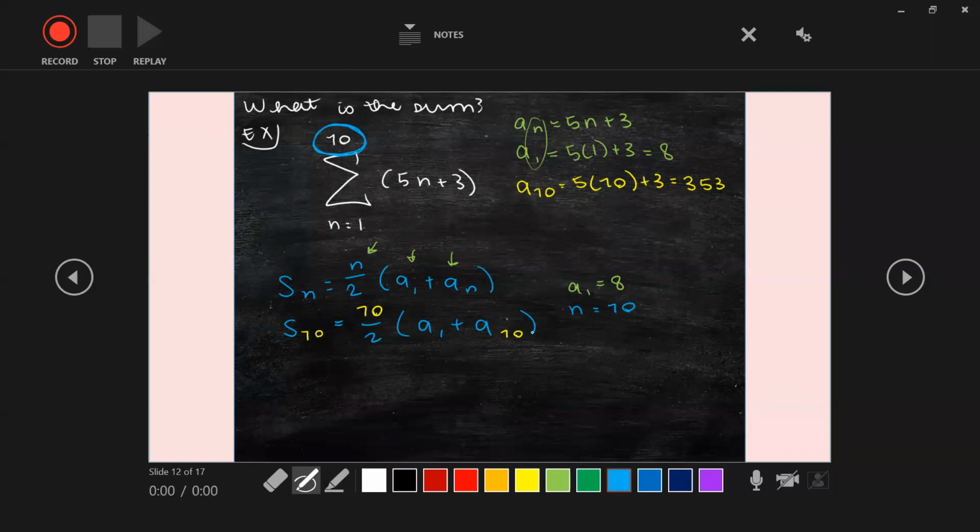What was my a sub 1? 8. So I have 8. What was my a sub 70? What is my a sub 70? 353. And this is just something that you put into your calculator. So what's 35 times 361? And that is the correct answer.